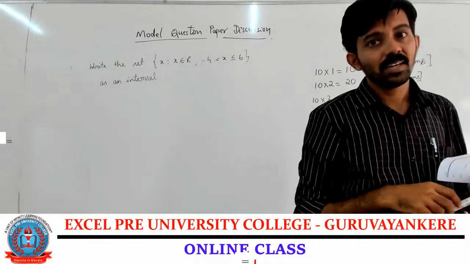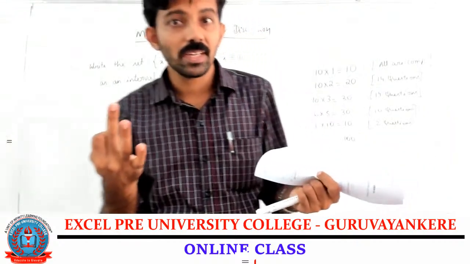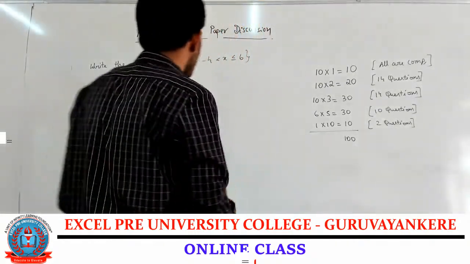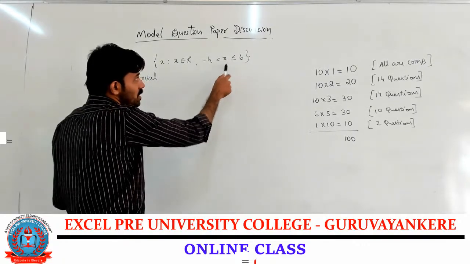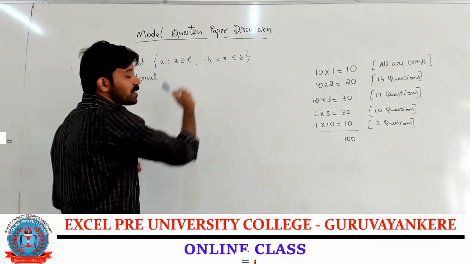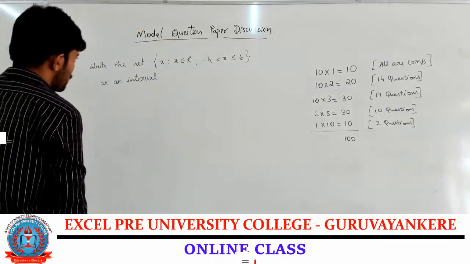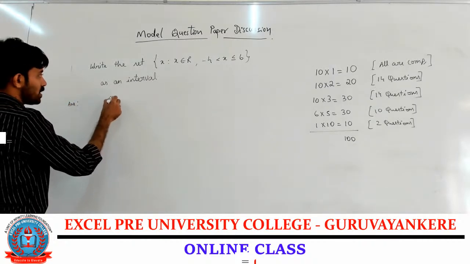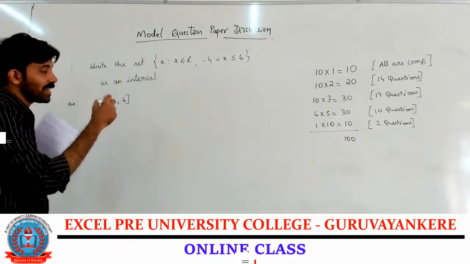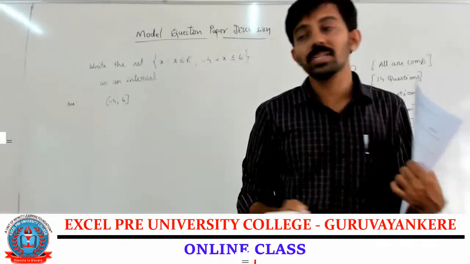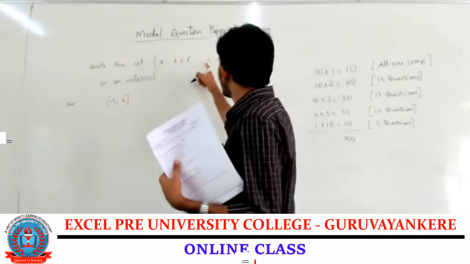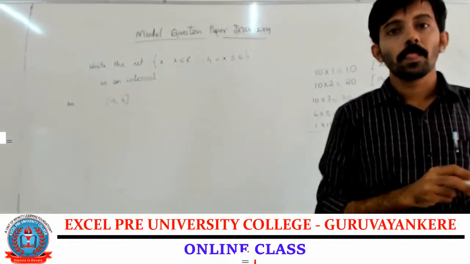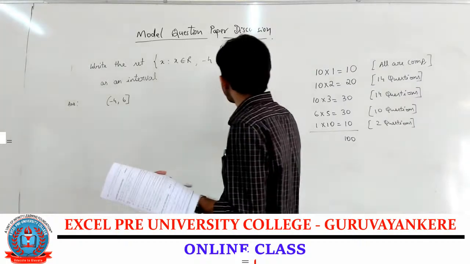You know there are 4 types of intervals: closed interval, open interval, open closed interval, and closed open interval. Correct? Here, this is an open closed interval. The right hand point is included, the left hand point is excluded. Writing this as an interval, the answer is minus 4 comma 6. Minus 4 is excluded, 6 is included.